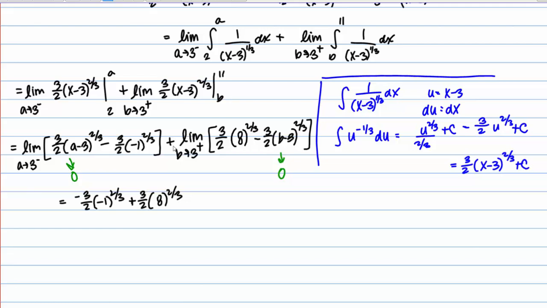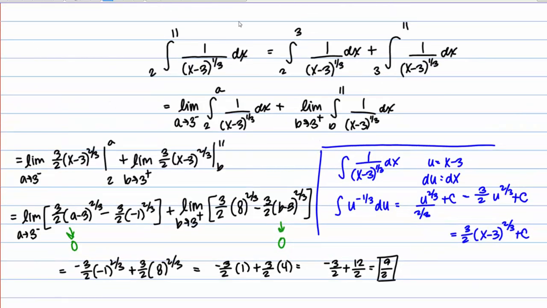Now we can simplify this a little bit, because negative 1 to the 2/3 power is just 1. We can think of that as negative 1 squared, which is 1, and then to the 1/3 power gives us 1 again. And then 8 to the 2/3 power is 4. So we end up with negative 3/2 plus 12/2, or 9/2 in the end. So this particular integral actually converges to this finite value of 9/2.